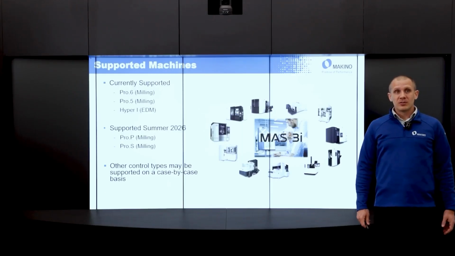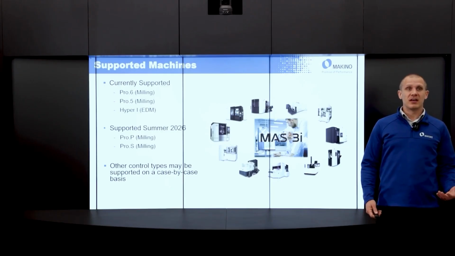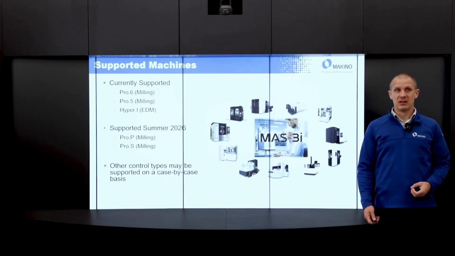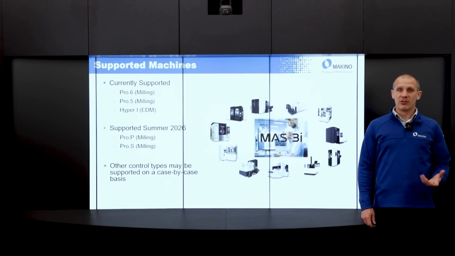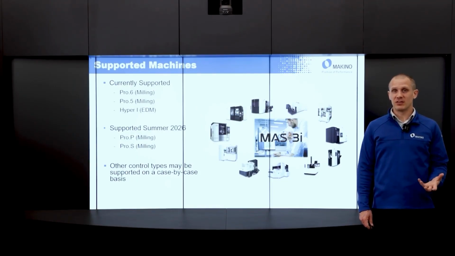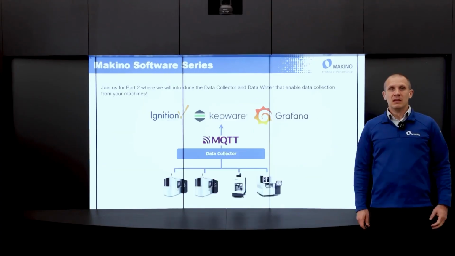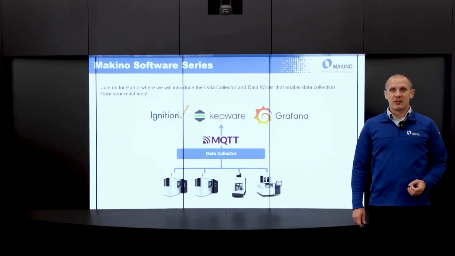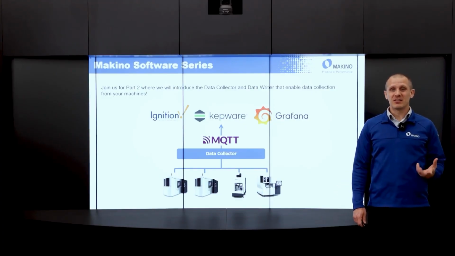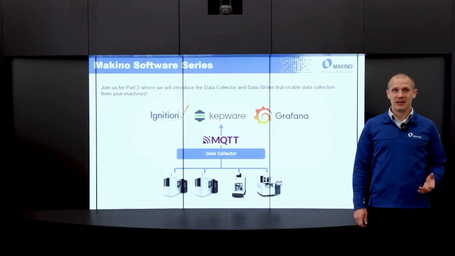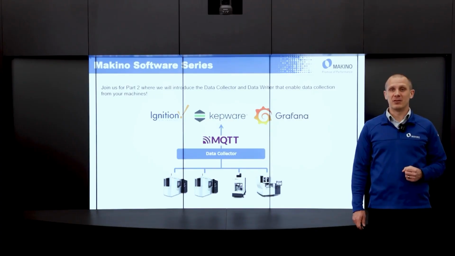Currently supported are Pro 6 and Pro 5 milling machines, as well as Hyper-i EDM machines. In summer of 2026, we will be releasing support for both Pro P and Pro S machine controls. Other control types may be supported on a case-by-case basis, so reach out to your salesman if you have a particular inquiry. If you already have a third-party software that's collecting data from multiple different OEMs in your shop, join us next week for part 2 of this series, where we'll introduce the data collector and data writer that enables data collection from your Makino machines.